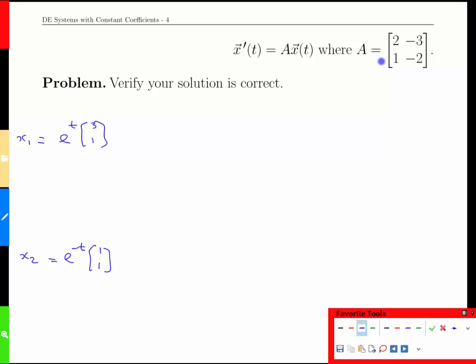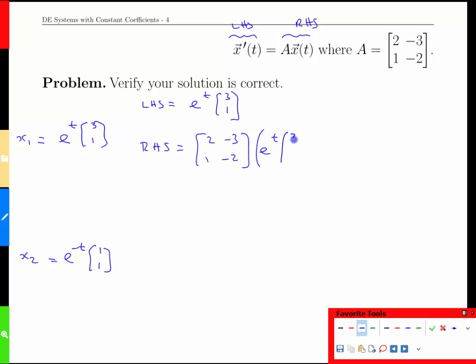As a last step, I think it makes sense to check that what we found actually is correct. We've been taking a lot on faith here. We'll just test each solution individually because that's a little simpler to work through. Again, here's our differential equation up here. The left-hand side is this part. The right-hand side is here. So the left-hand side is just the derivative of this. We can jump straight to that. It's just e to the t times (3, 1). E to the t's derivative is just itself. The right-hand side is our matrix (2, -3; 1, -2) times e to the t times (3, 1).